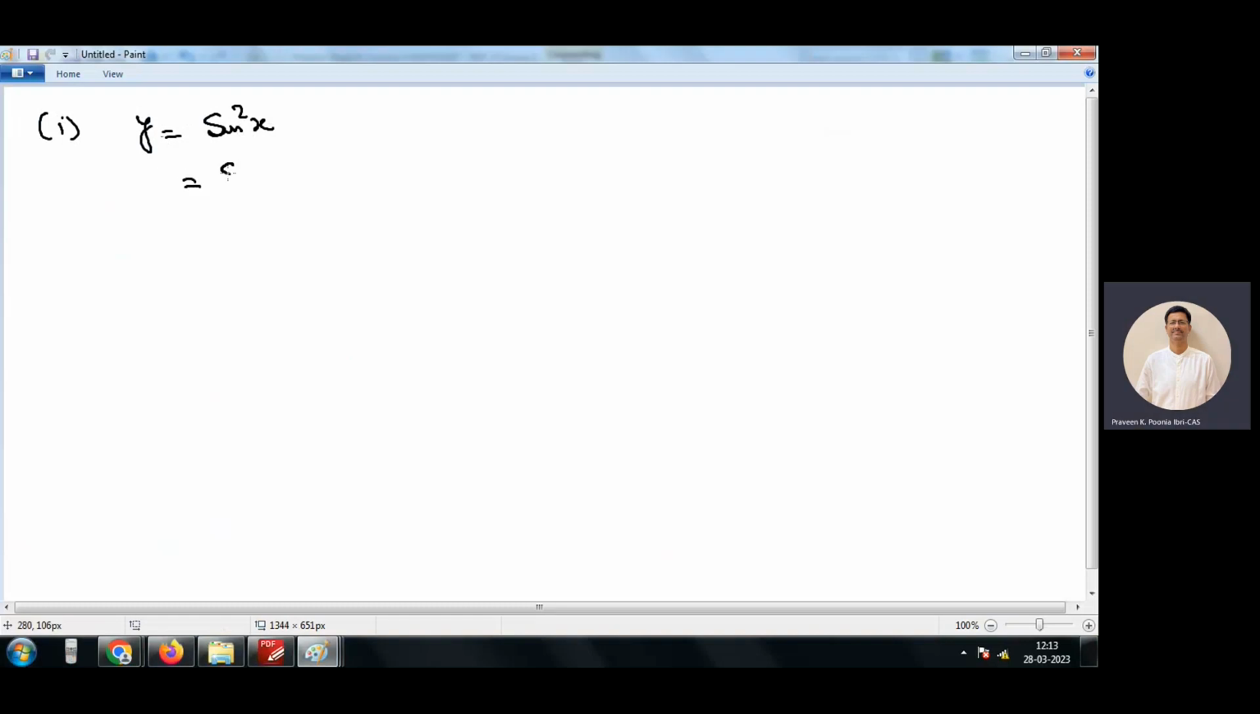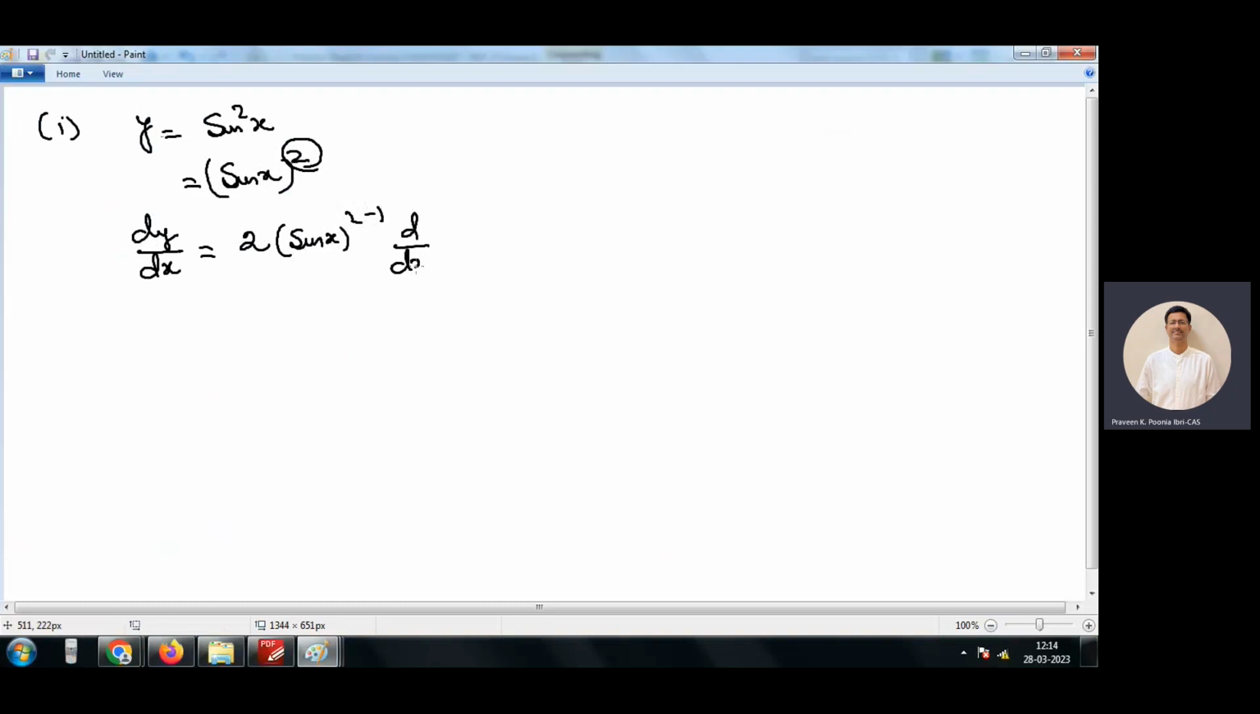Clear? So this sine square x can be written as sine x power 2. So how will we calculate the derivative? We'll calculate the derivative by, first you need to focus on this power. So it will be 2 sine x power 2 minus 1. So this is the derivative of the power.